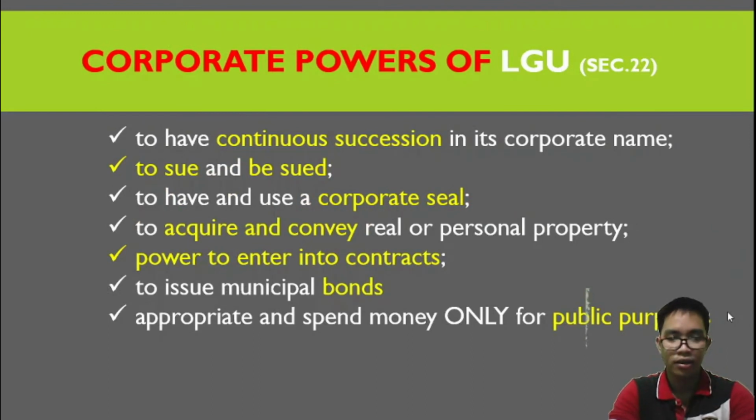Okay? So, corporate powers. Okay, now there are corporate powers of a municipal corporation. So, to have continuous succession in its corporate name. In other words, mapalitan man ng mga local officials, especially executives, its name will always be there. Its name will always be continuous unless i-abolish yan ng Congress. Kasi merong absolute power ang Congress, right? So, to sue means pwede kang mag-file ng case, pwede ka rin makasuhan. Diba? Pwede kang mag-file ng complaint, pwede ka rin ma-complain. Ganun lang to sue and be sued. Okay?